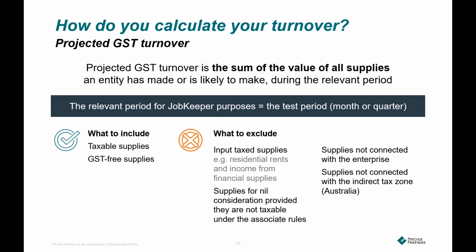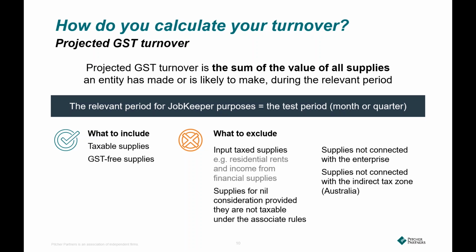So what do you include within projected GST turnover? You need to include any taxable supplies that have been made in that period, and any GST-free supplies that have been made in that period. What you don't include, however, are input taxed supplies. Input taxed supplies are specifically excluded from the definition of projected GST turnover, and they include things such as residential rents and any income from financial supplies such as interest on a loan, etc. You should also exclude any supplies for nil consideration, provided that they are not taxable under the associate rules, and I'll talk a little bit more about that later.